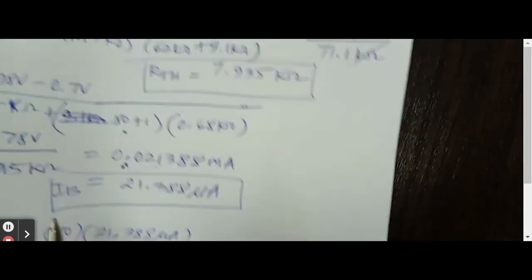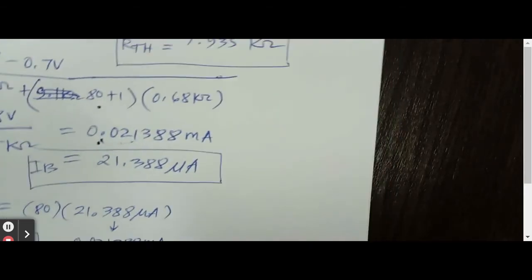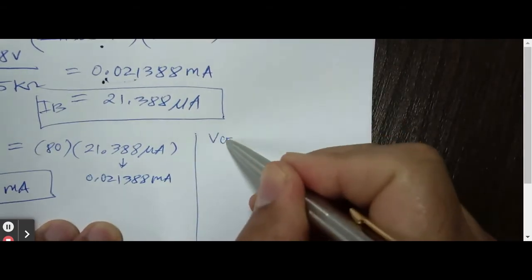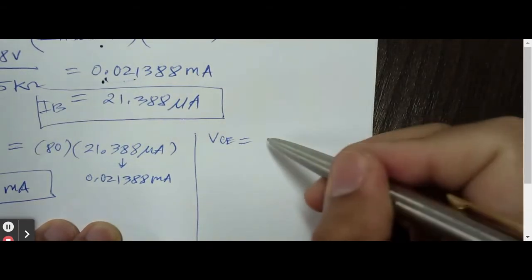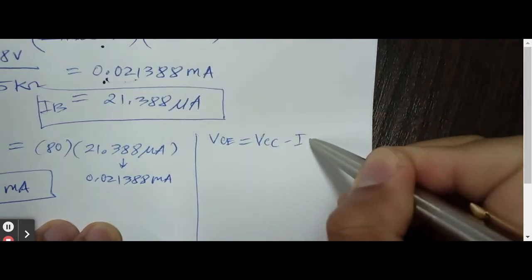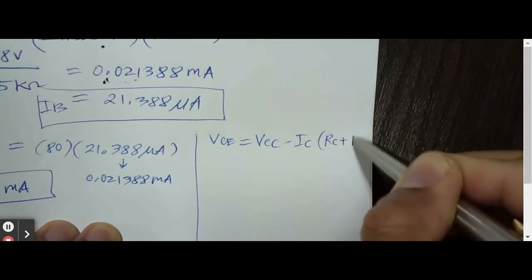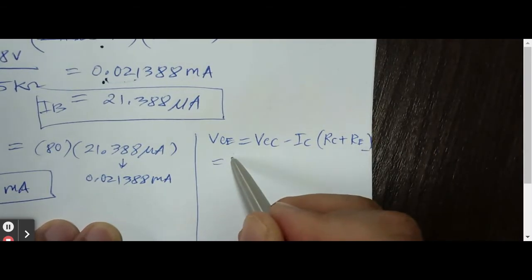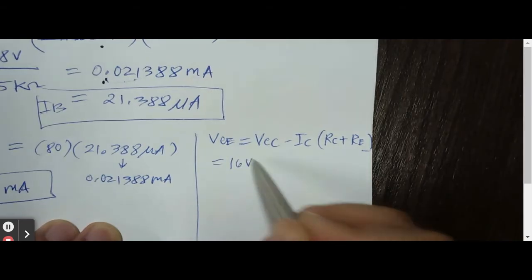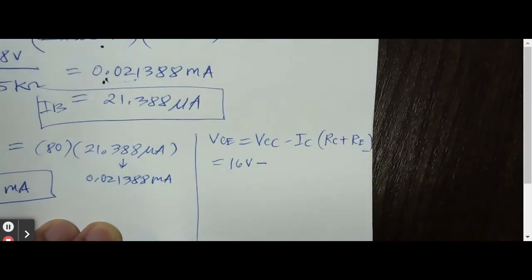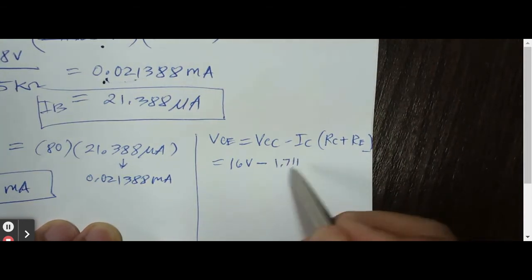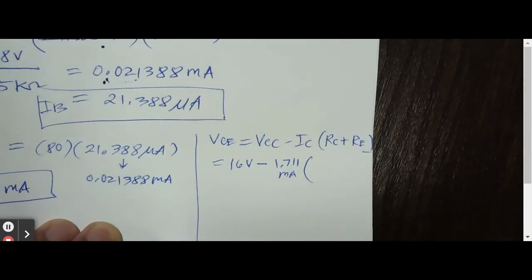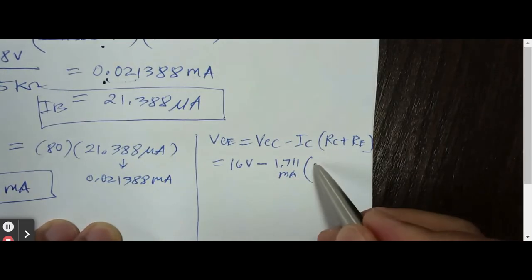And then we will be calculating for the VCE. Now to do the VCE, we will be subtracting VCC minus IC multiplied by RC plus RE. And our VCC is equal to 16 volts minus our IC of 1.711 milliamperes multiply to 3.9K plus 0.68.